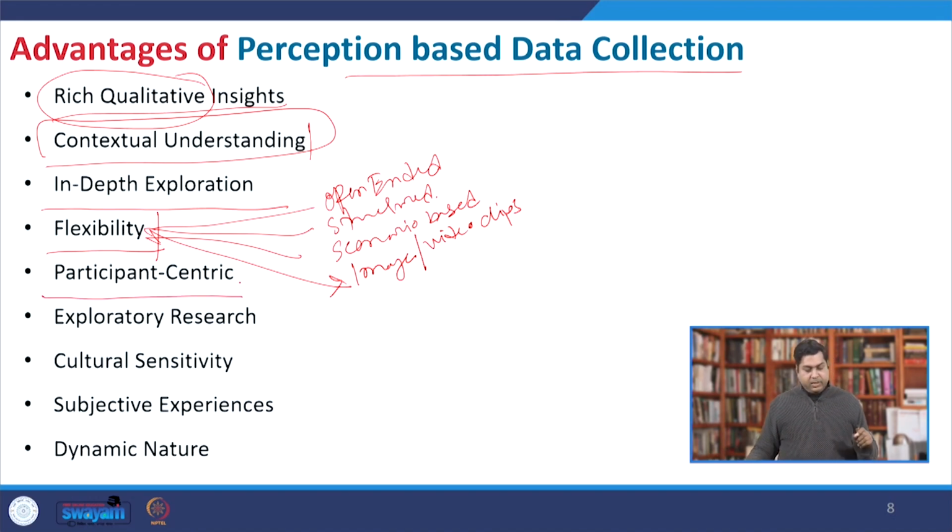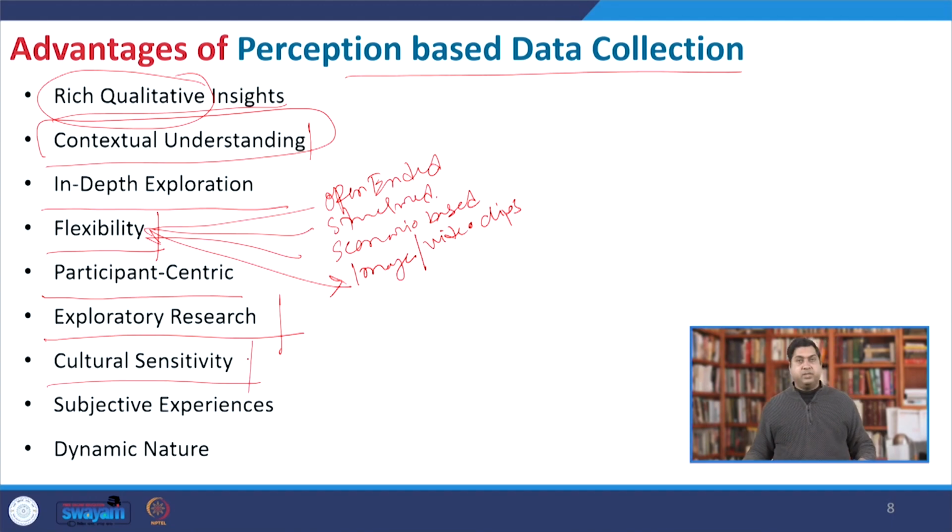In this particular case, the advantage is that it is participant centric. So we are directly involving the participant, so there is no communication gap, and no error in observing and anticipating the reason. Here we are going to capture the reason. For exploratory research in a new field, it is very good to start with.